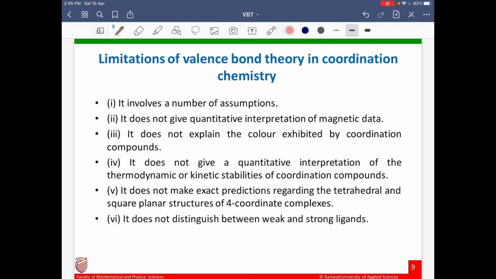It does not make exact predictions regarding the tetrahedral and square planar structures of 4 coordinate complexes. It does not distinguish between weak and strong ligands. These are the limitations of valence bond theory in coordination compounds, and we can overcome these limitations with the help of molecular orbital theory or crystal field theory that we will study later.